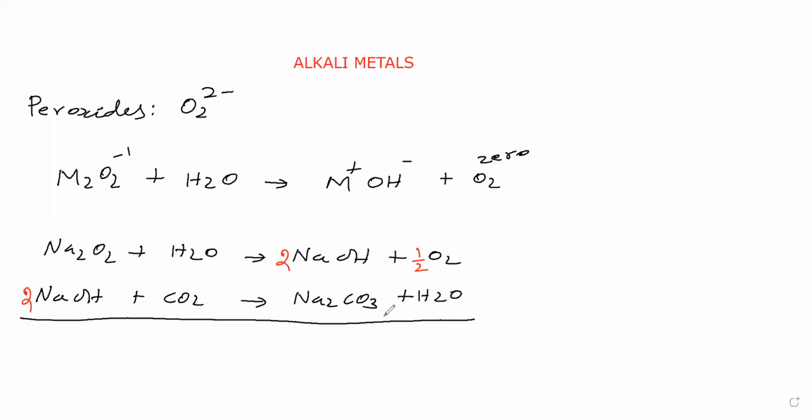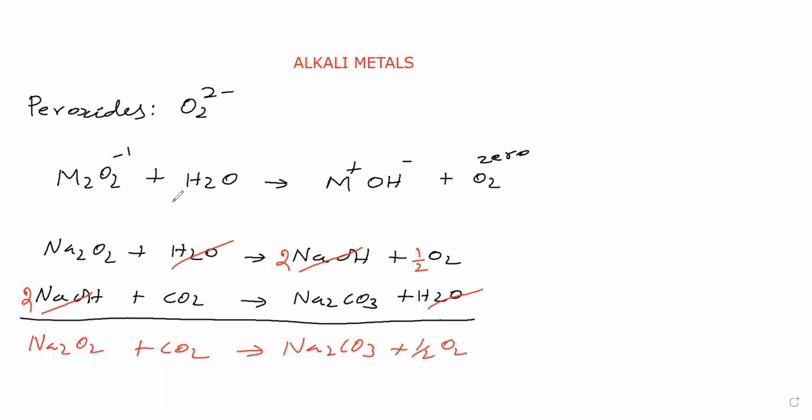Now we will see the net equation, the overall reaction. Sodium peroxide we will write. 2 times sodium hydroxide get cancelled. Water gets cancelled. Carbon dioxide we will write, giving sodium carbonate and oxygen. So sodium peroxide converts carbon dioxide into oxygen. Therefore, we are saying sodium peroxide is used for purifying atmospheric air.